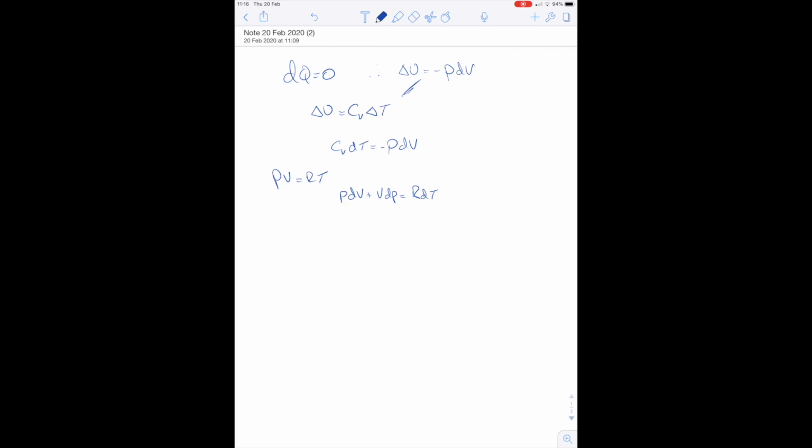Okay, so if we rearrange this equation, we can get a term for dT, which is (P dV plus V dP) over R. Okay, so we've got a dT term here that we can now substitute into this term here. So when we do this, we get Cv over R (P dV plus V dP) equals minus P dV. Okay, now we're just going to do a little bit of rearranging of this equation.